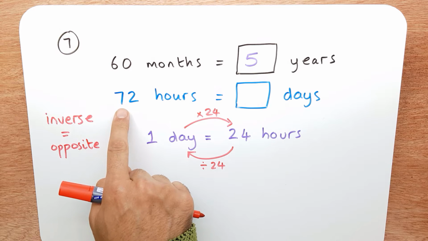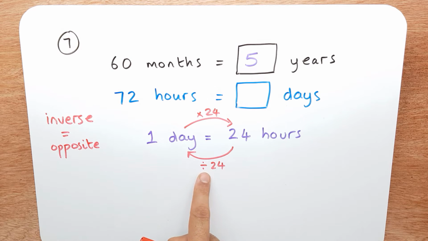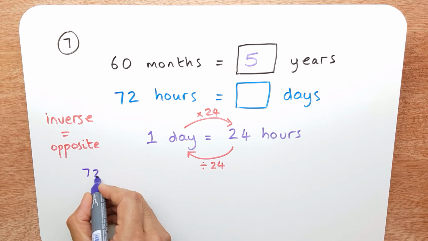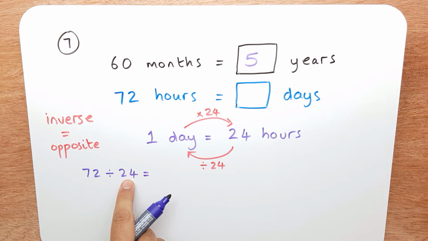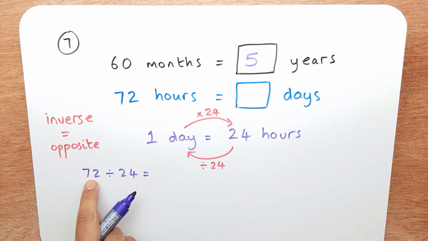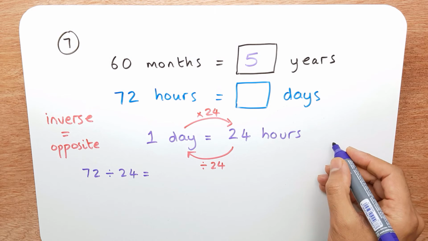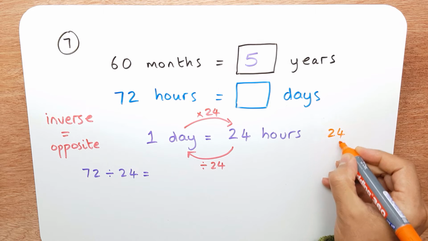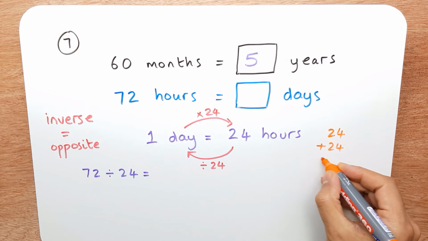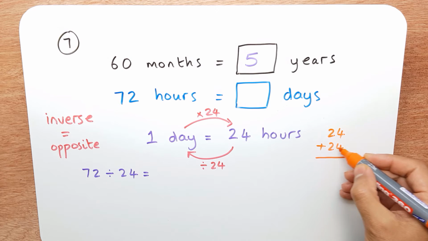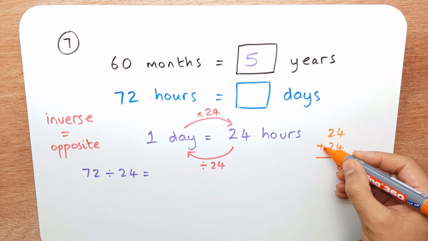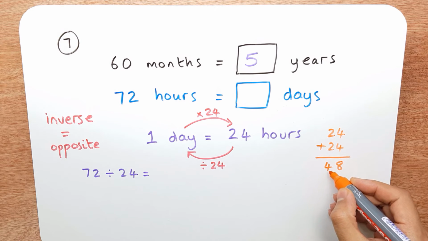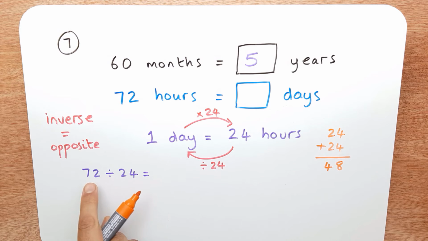So what I need to do is 72 divided by 24. So this is my calculation, 72 divided by 24. Now what I can simply do is keep adding 24 till I get to 72. That's one way of doing it. So let me do this here. 24 add 24. 4 add 4 is 8. 2 add 2 is 4. So I need to get to the number 72.